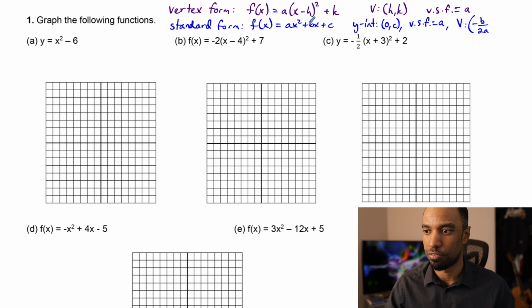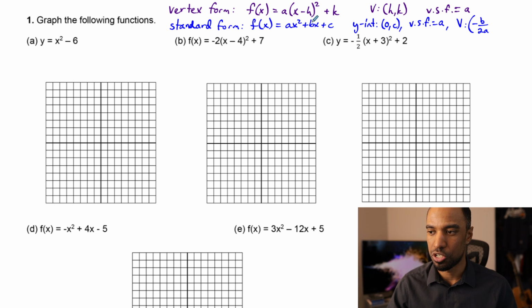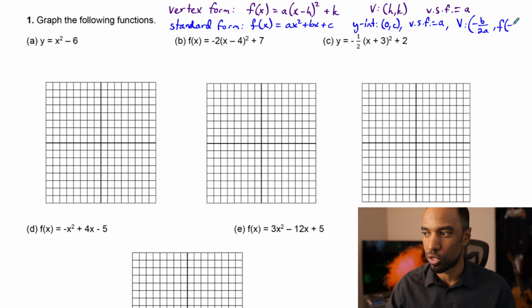That is the linear coefficient right here, and the quadratic coefficient, negative b over 2a. Then you substitute that x value into your equation to get the y value. That gives you the y coordinate of the vertex right there.